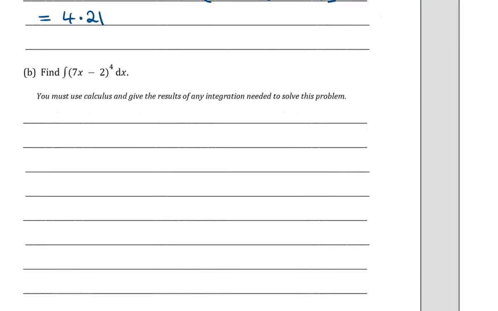Part B, we need to integrate 7x minus 2 to the 4. So it's reverse chain rule. So 7x minus 2, raise the power by 1, we get a 5. And then we need to divide by the new power, so divided by 5. So we put a fifth at the front, but we also divide through by the derivative of the inside, which is 7. So if we divide by 5 and we divide by 7, we'll end up dividing by 35.